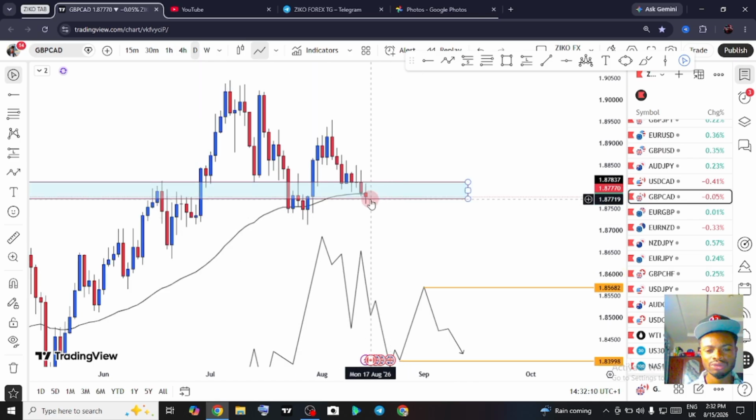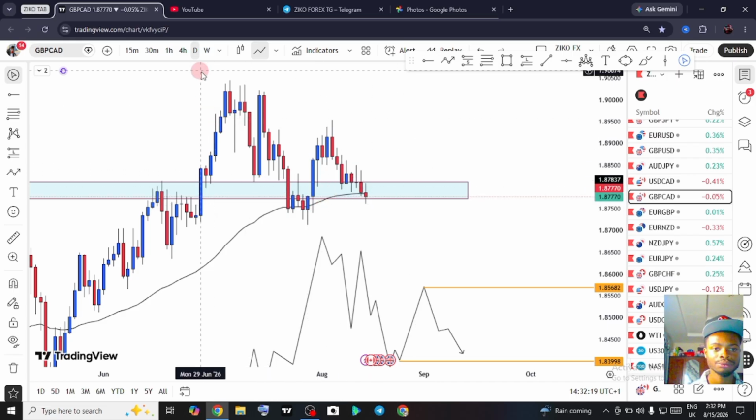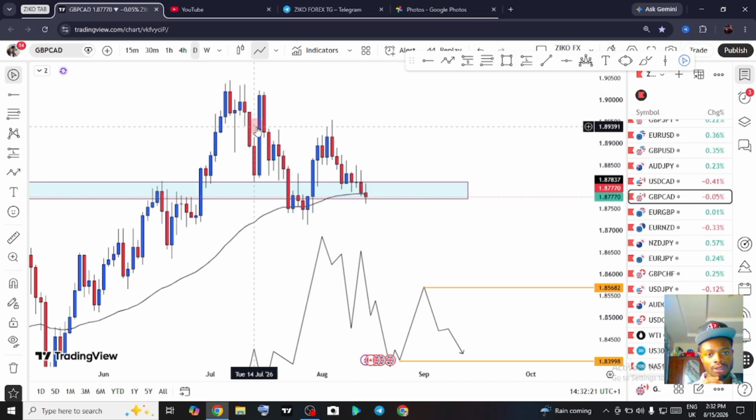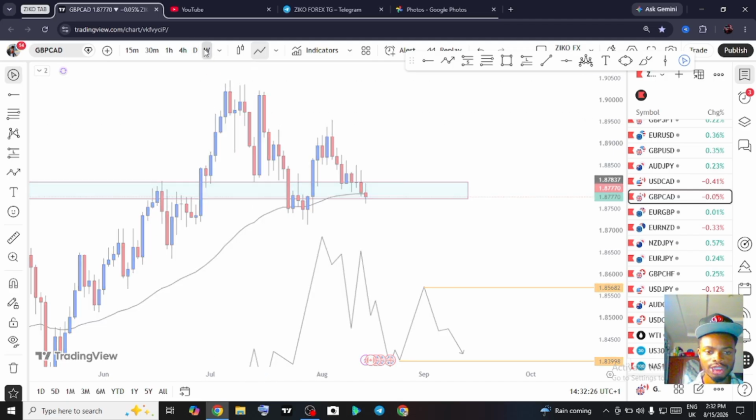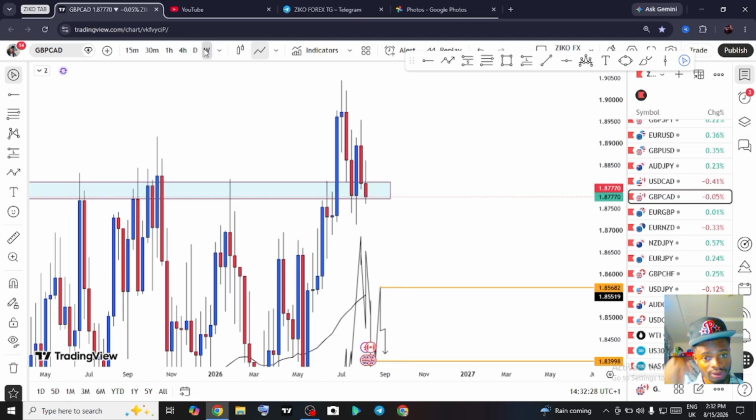We still need reactions, right? I don't like all these red candles. We need reactions like a blue candle and engulfing, just like this one, so that we can buy. So now weekly, let's see the weekly again. Bullish, right? I remember it's bullish. And daily is also bullish.